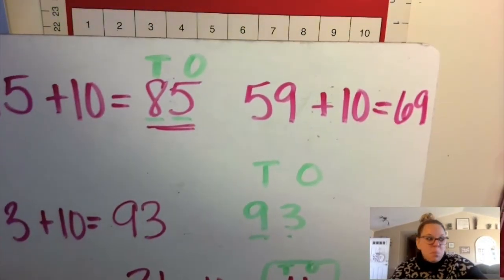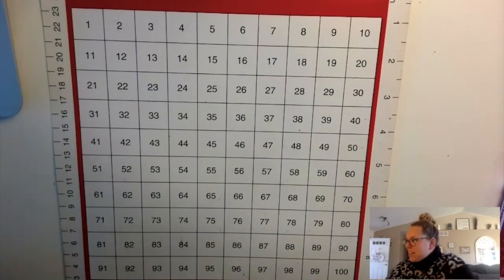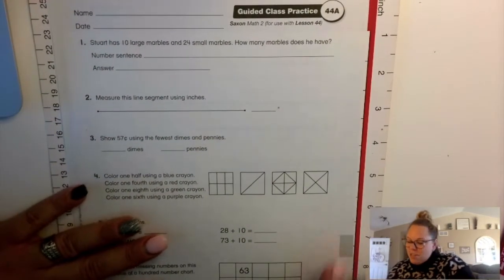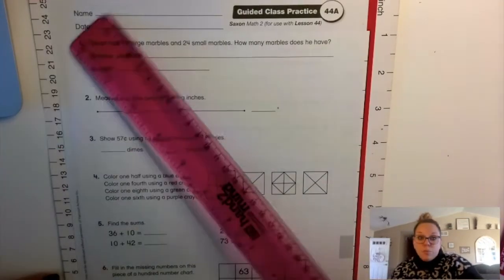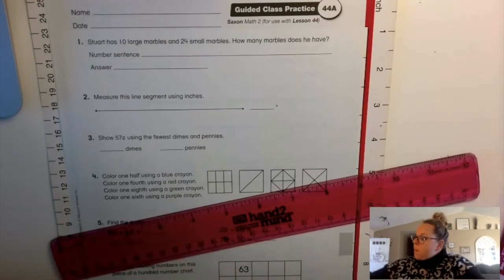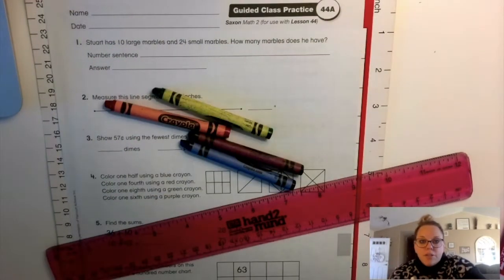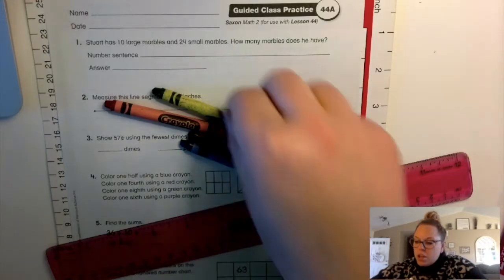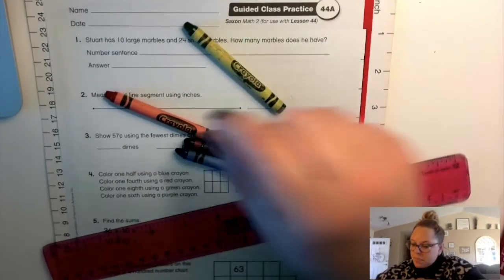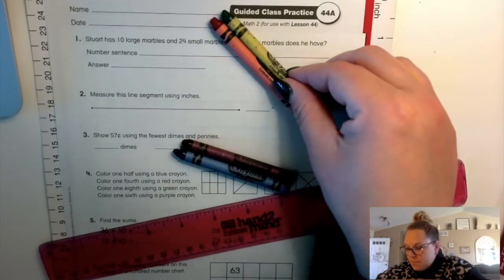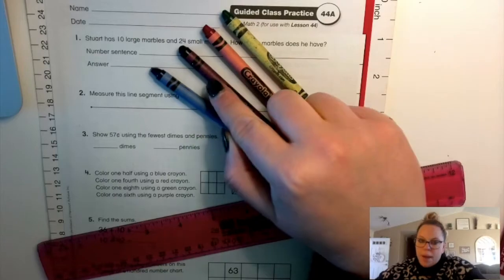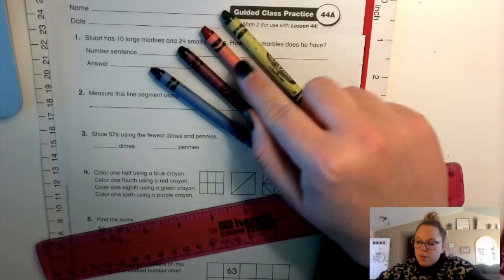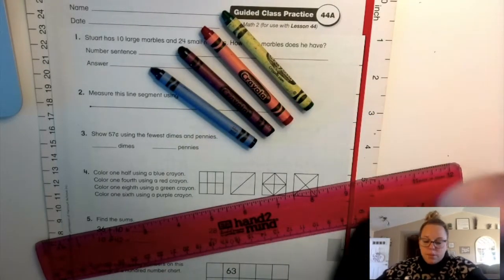Wonderful job. So today, what I would like you to do, please, is grab out, while I'm with you, your guided class practice. You'll need this. You will also need to have a ruler, okay? And there are 4 colored crayons you need. You need green, red, purple, and blue. Green, red, purple, and blue.